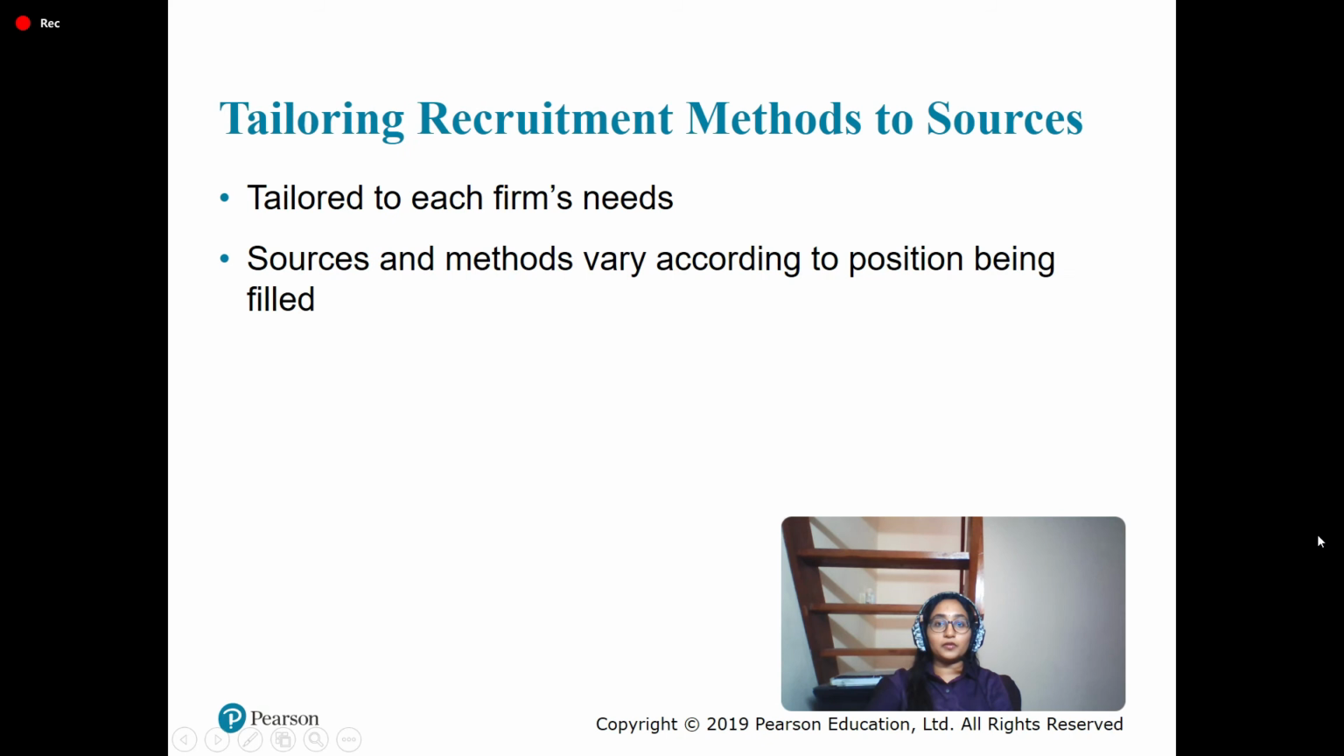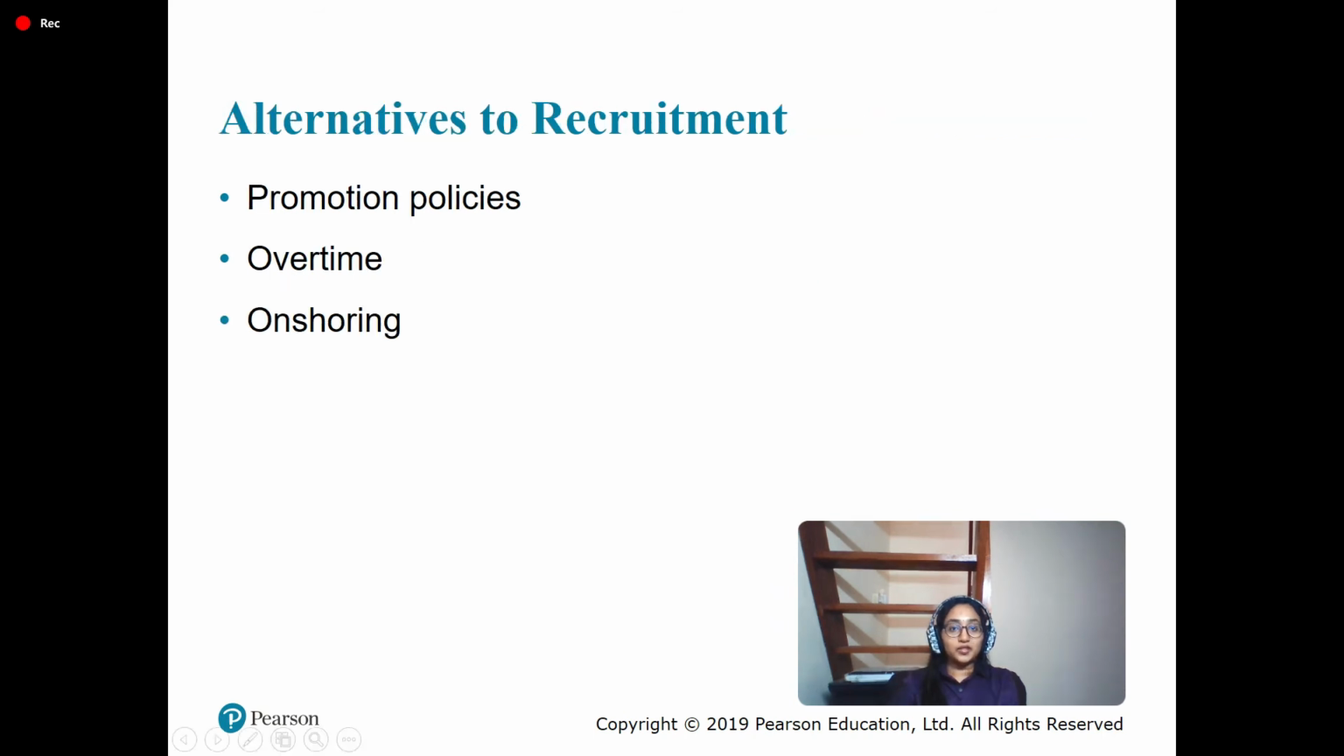The next type of method is tailoring recruitment methods and sources. Because each organization is unique, so are the types and qualifications of workers needed to fill positions. To be successful, a firm must tailor its recruitment sources and methods to its specific needs. So let's see what the alternatives to recruitment are.